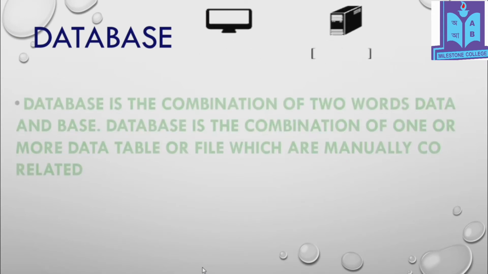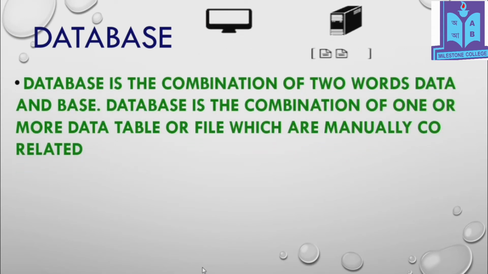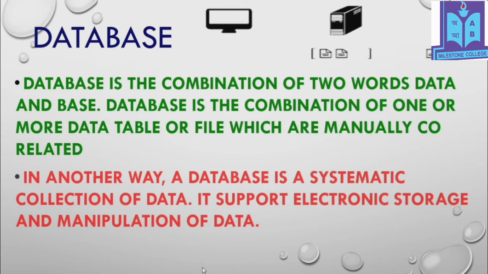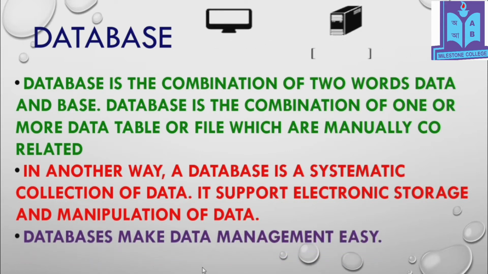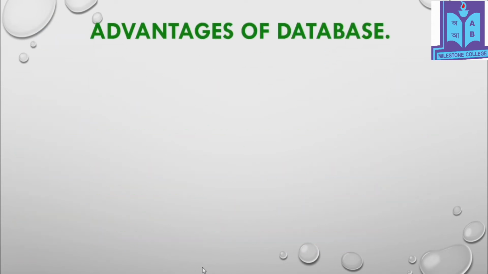Okay, now I'm going to tell you what a database is. Database is the combination of two words, data and base. A database is a combination of one or more data tables or files which are mutually correlated. In another way, a database is a systematic collection of data. It supports electronic storage and manipulation of data. A database makes management easy.